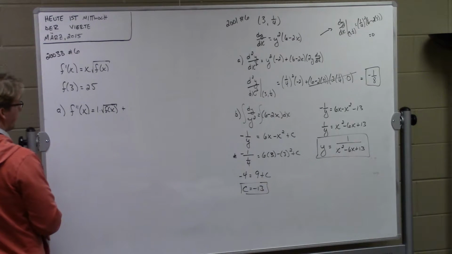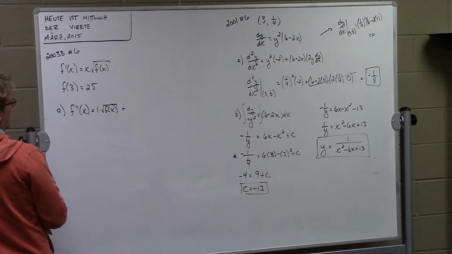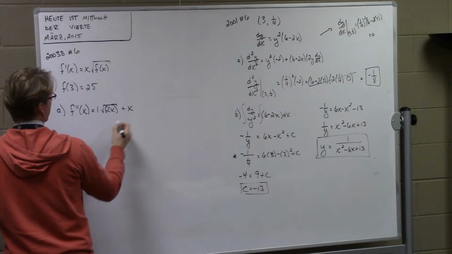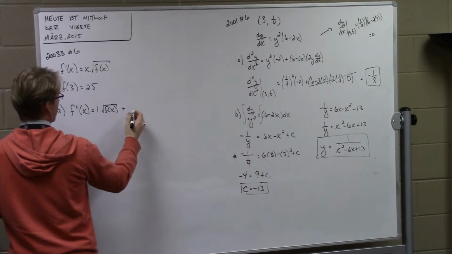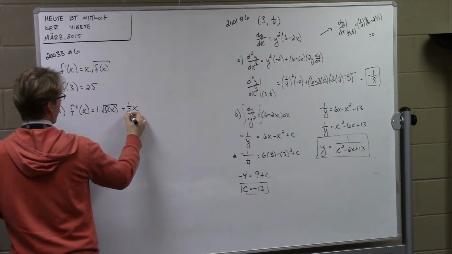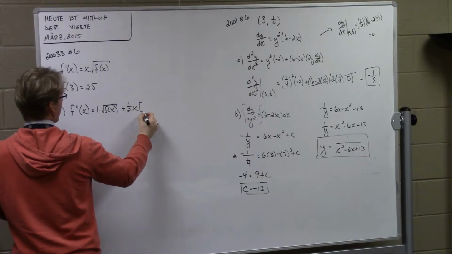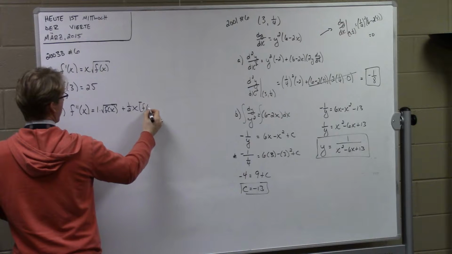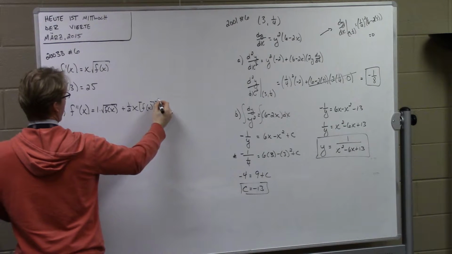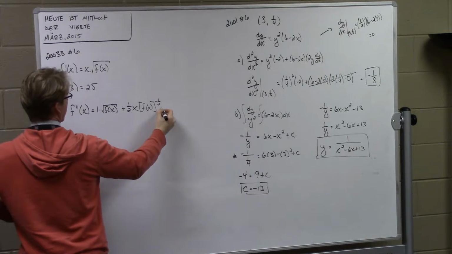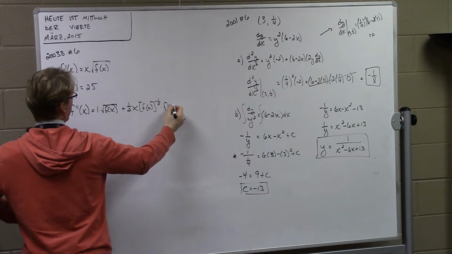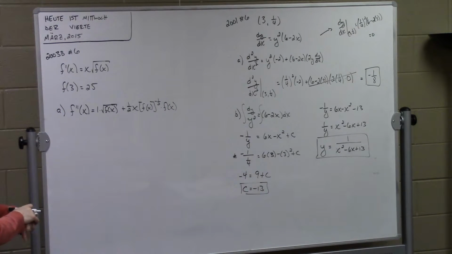plus keep the first, derivative of the second, which is going to be 1/2 f of x to the negative 1/2. Then we'll chain the inside and get f prime of x, which is just y prime.